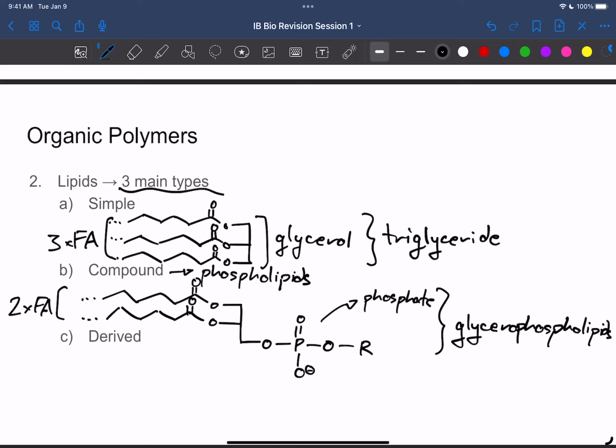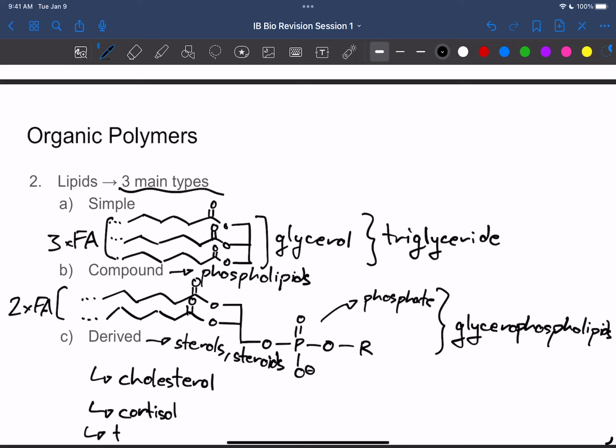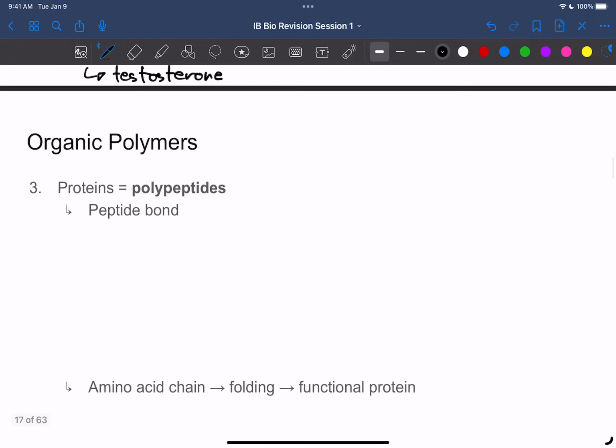And then derived, these would be sterols. For example, cholesterol. And also steroids. Sterols are part of the steroids class. So something like cortisol or testosterone. All of these come from cholesterol. They're derived. So things like sterols and steroids are derived lipids. So those are the 3 main sort of classes.